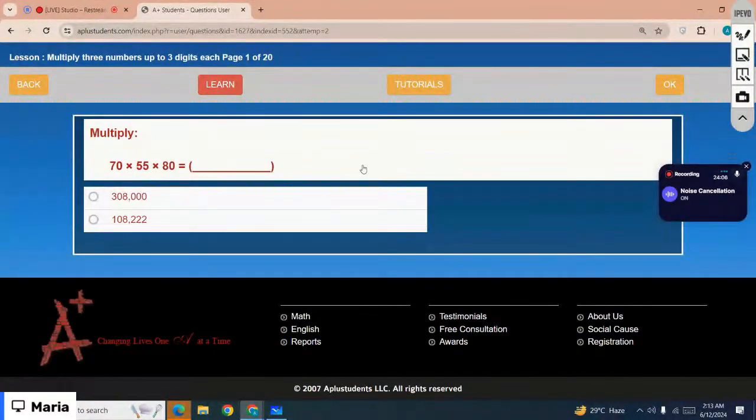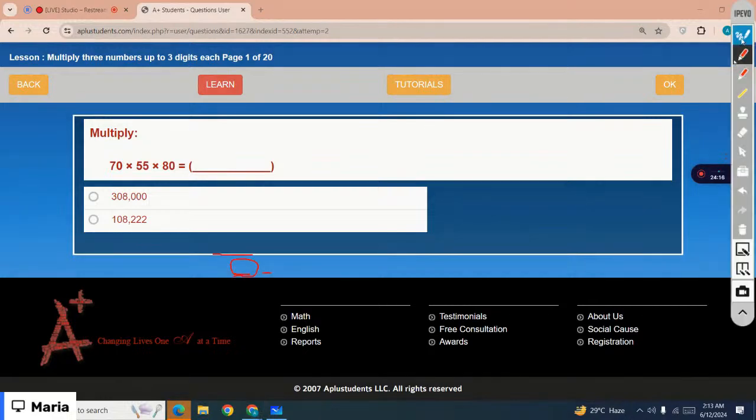Okay, the first one is 70 times 55. So start multiplying, right? Or let's just make the pair of the numbers with the zeros first. Let's just do 70 times 80. So 7 times 8 is 56, you have 5600. You have to multiply it by 55. So just multiply the non-zero values. Let's just do 56 times 55, right?